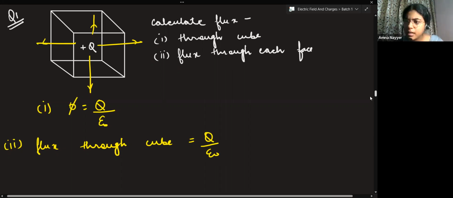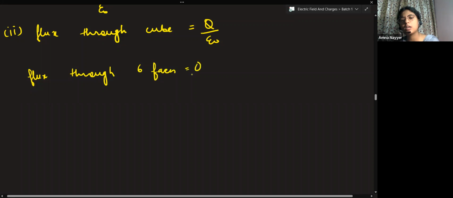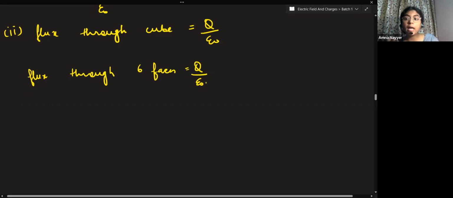How many faces are there in a cube? There are 6 faces in a cube. It means if I say flux through a single cube is Q by epsilon naught, this means that flux through the 6 faces is also Q by epsilon naught. A single cube has 6 faces, so whatever the properties of a single cube are will be the properties for the 6 faces. Do we need to calculate the electric flux through all 6 faces? We require to calculate it through one face only.